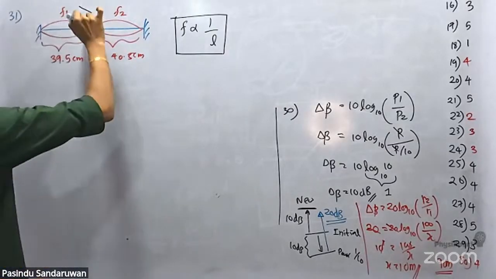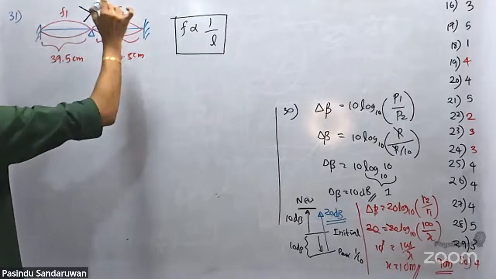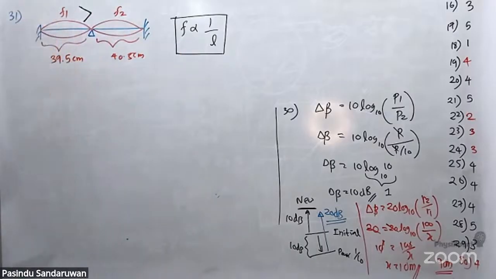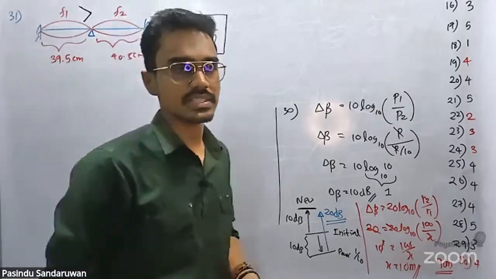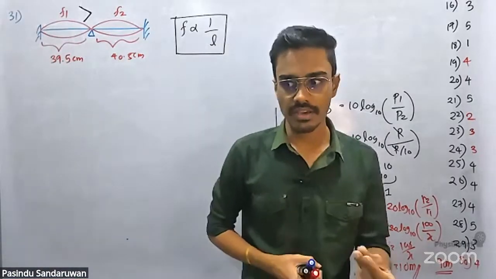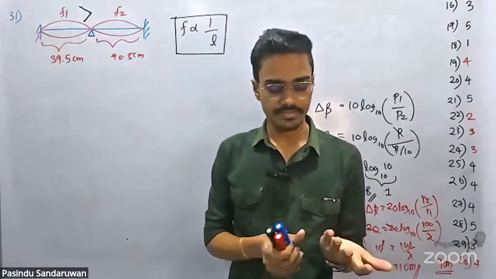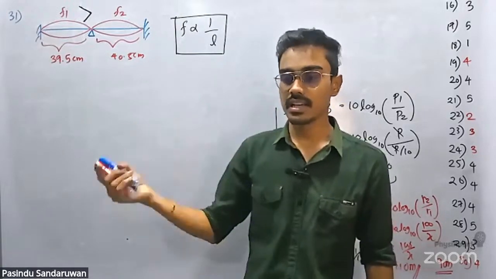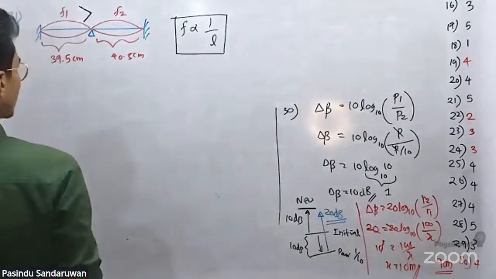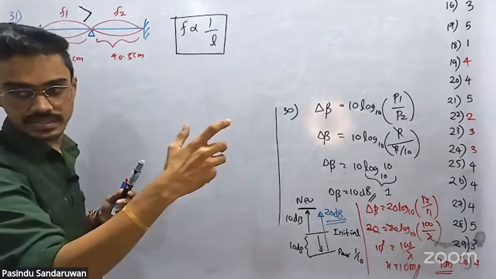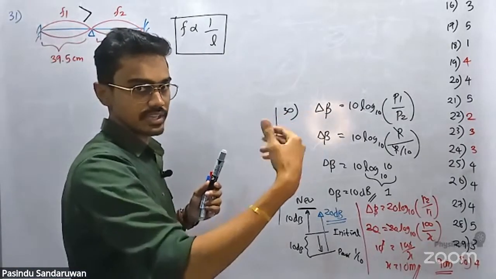For sure, F1 is greater than F2. Lesser the length, higher the frequency. That is something we prove in waves. Having that idea in mind, now beat frequency means number of beats. Number of beats means the difference between frequencies.